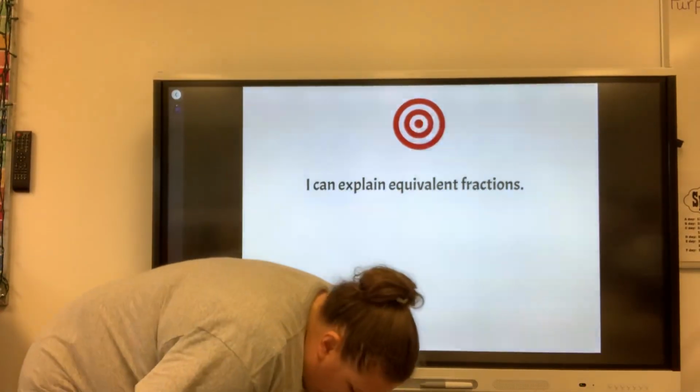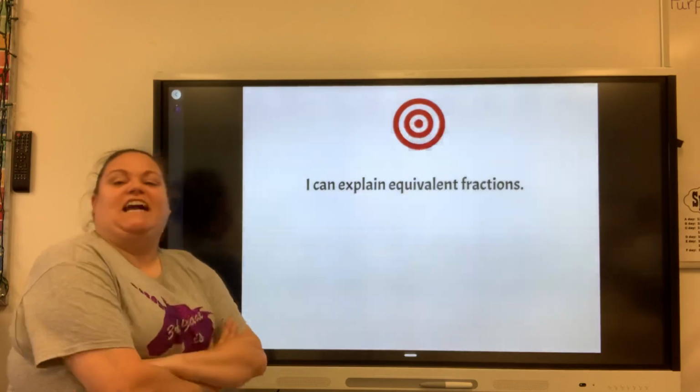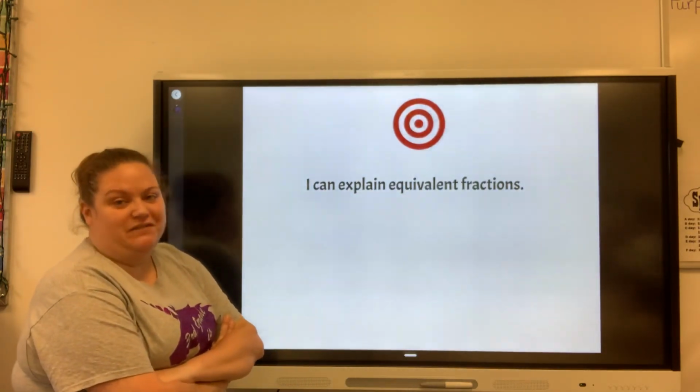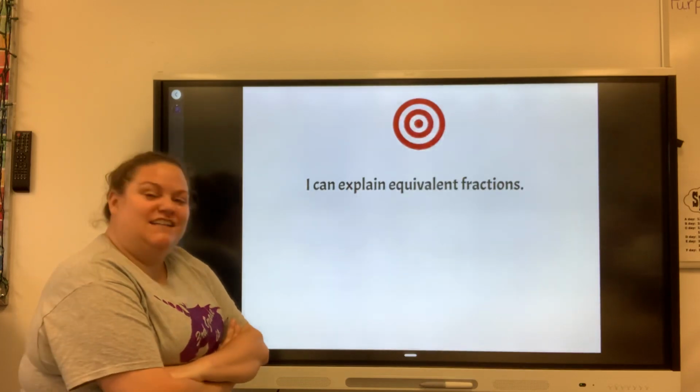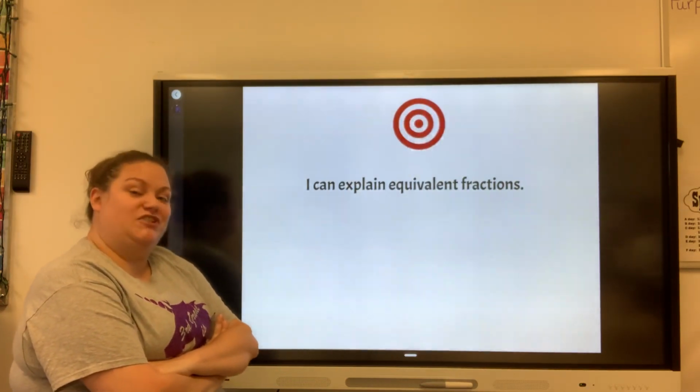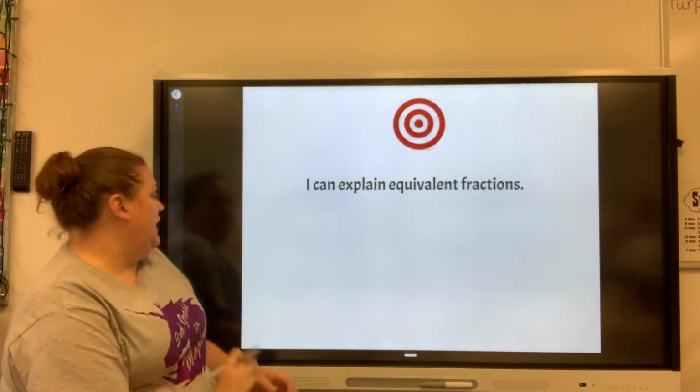Everybody, and welcome to Module 5, Lesson 27, I Can Explain Equivalent Fractions. So, equivalent fractions, you're going to hear this a lot throughout your high school career. It's looking at how you can make fractions that are equivalent, which is also the same as equal. So, we are going to move into this.